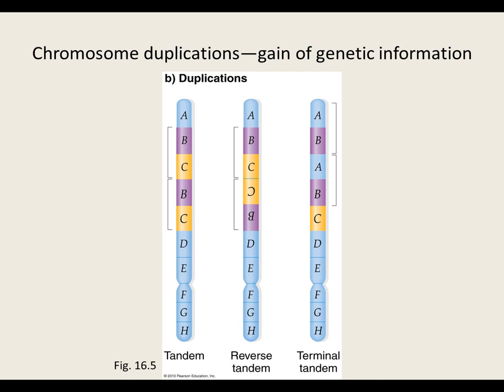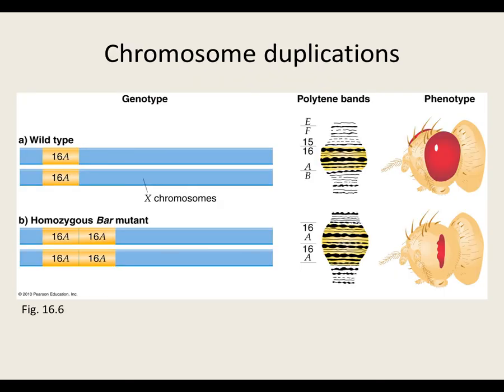Now, you wouldn't think that that would cause a problem because you're gaining, not losing any genes, but occasionally things do go wrong. Here's an example in Drosophila where a segment of their chromosome is duplicated. This is the X chromosome in flies, and the segment is called 16A. The normal case is one copy of the segment. However, in flies who have a mutation called the bar mutation, they have a duplication of this region.